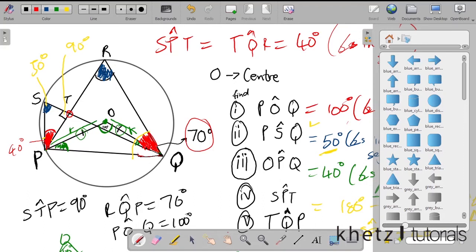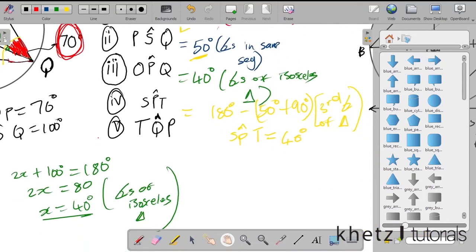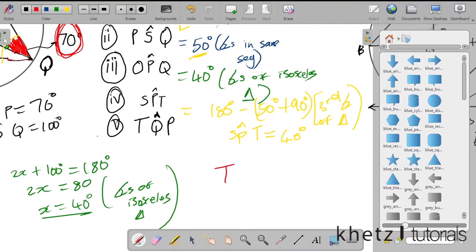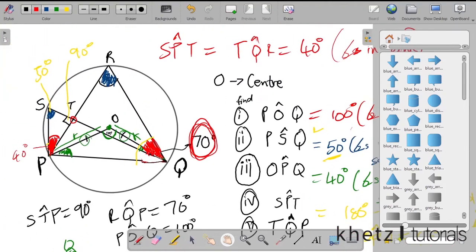So if we take out 40 from this 70, then we're left with our TQP, and that is what we want to find. And therefore, TQP is equal to 70, subtract that 40, which we found, and the value of this should be 30 degrees. All right. And that is all with regards to this particular question.